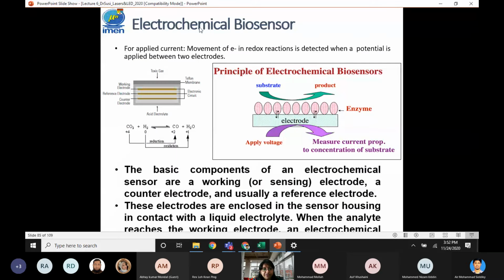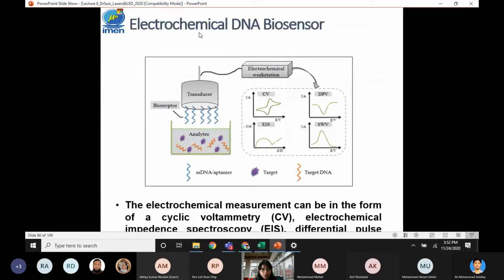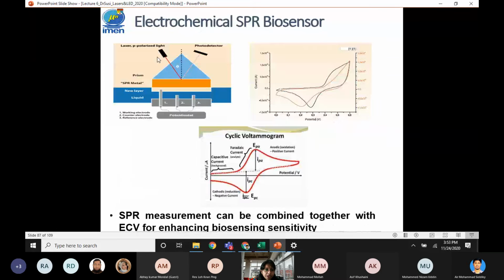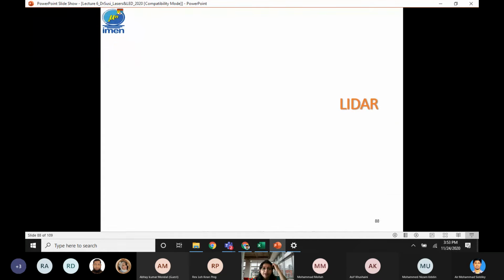Other than that, we can also have an electrochemical biosensor using a chemical effect together with SPR. So over here, other than having an optical effect, we introduce a voltage into the layers as well. And by doing cyclic voltammetry, we can obtain both electrochemical sensing and optical sensing. Okay. All right, that's for plasmonics.